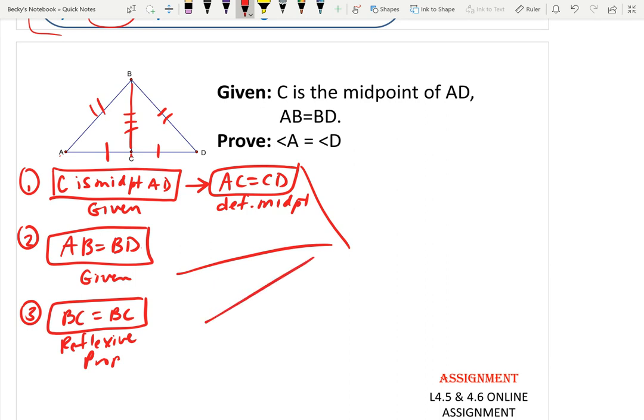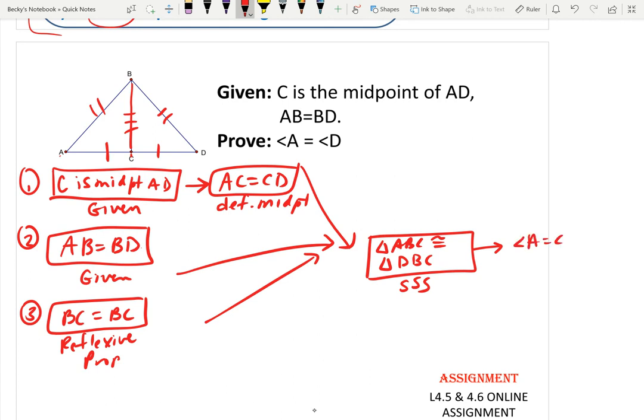Okay, so I'm just going to bring everything together and write a congruency statement. Remember, for the first triangle, the order doesn't matter. So I'm going to say ABC, use a congruent symbol, and then DBC, and then underneath you tell me how. Well, this was side, side, side. And then lastly, I'm proving angle A and angle D are equal by CPCTC. If you look at the diagram, these 2 are corresponding and equal.